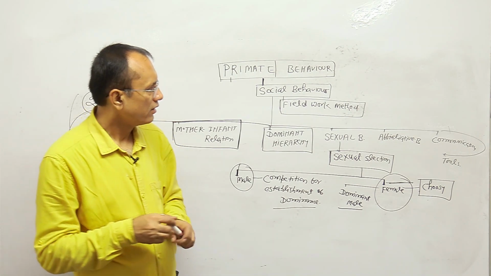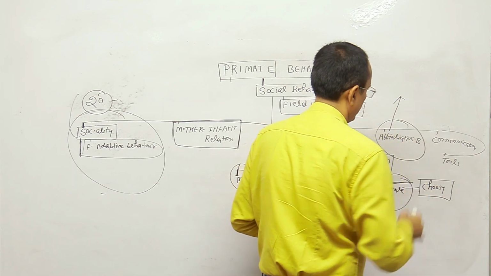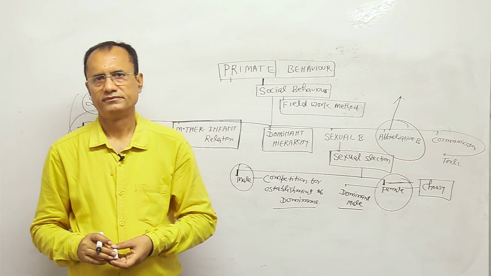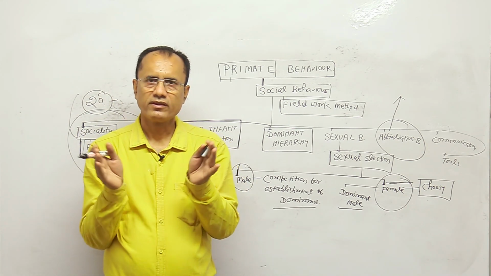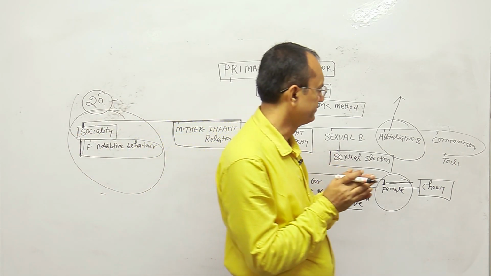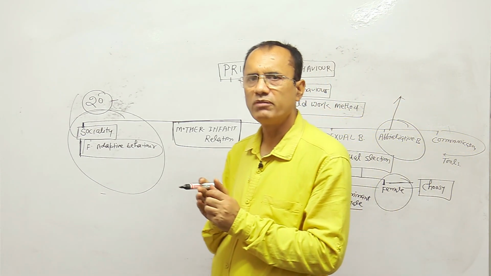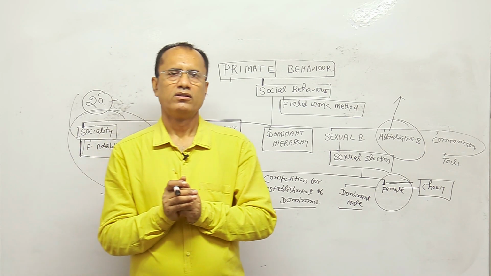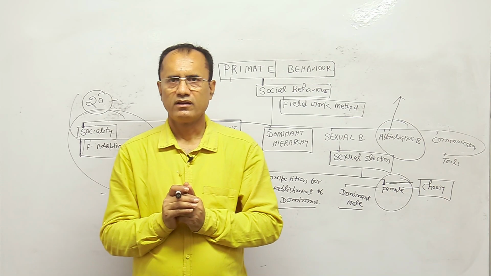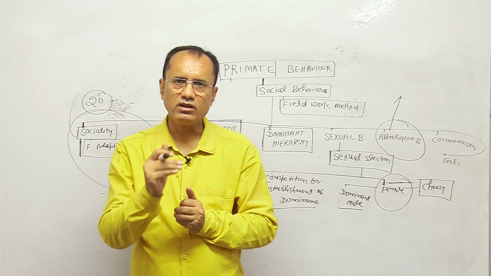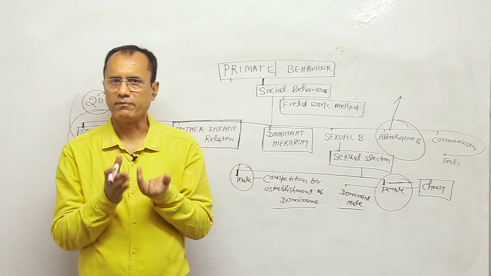Then, affiliative behavior. In primates we find love affairs and sentimental relationships with members, not only between mother and infant but also between young male and young female. These types of love affairs are present not only in human beings but also in non-human primates.